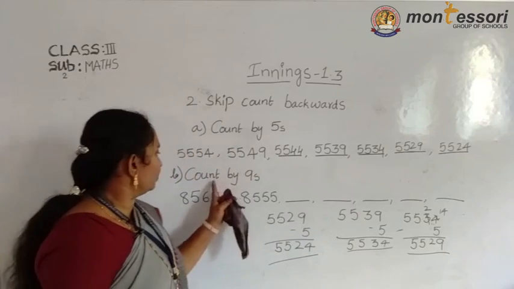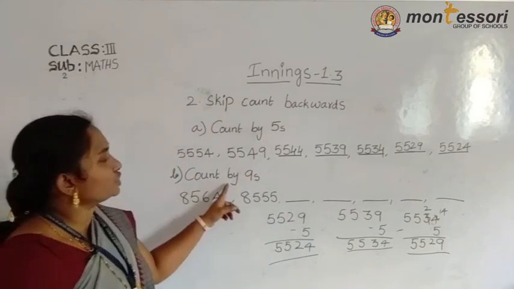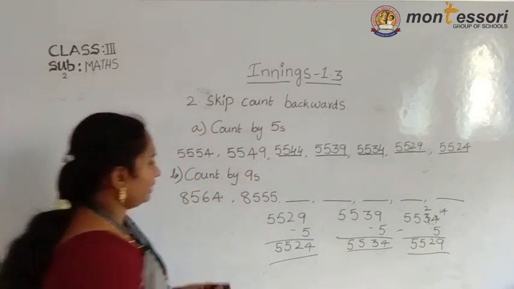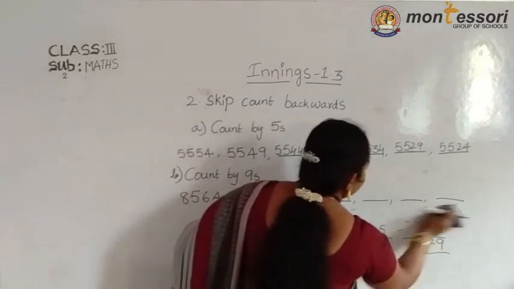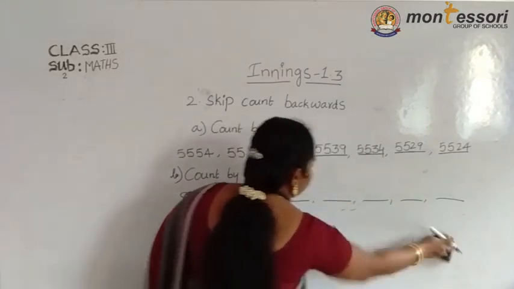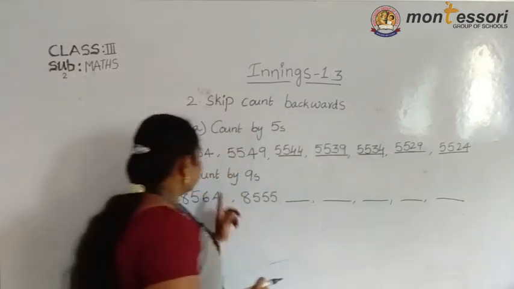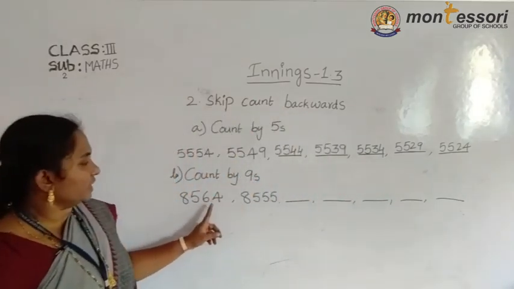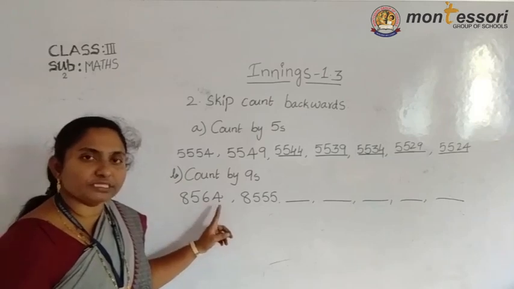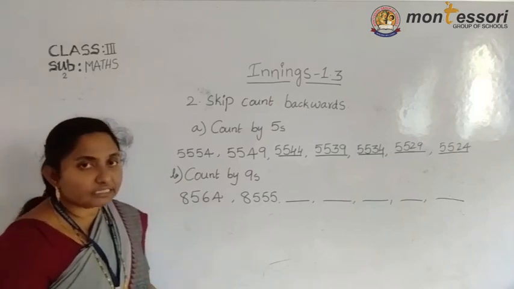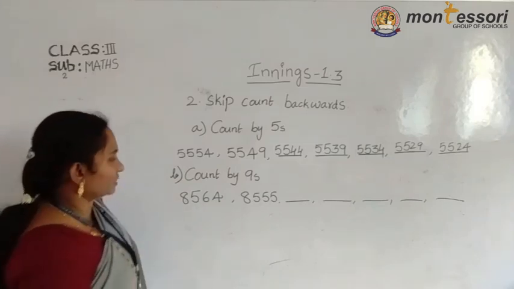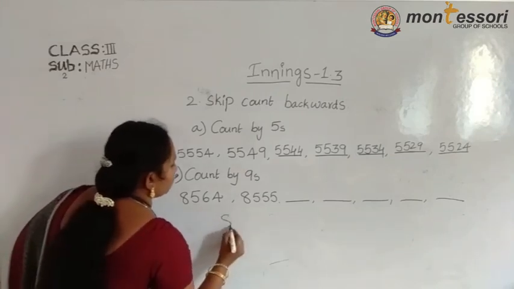Now I am going to the next one. Here, count by 9s. 9s means now we can do the subtraction with 9. Here they have given, listen carefully. Here, count by 9s means whatever number they have given, we can do the subtraction with minus 9. Okay, we can do the subtraction. Now what is the number given here?